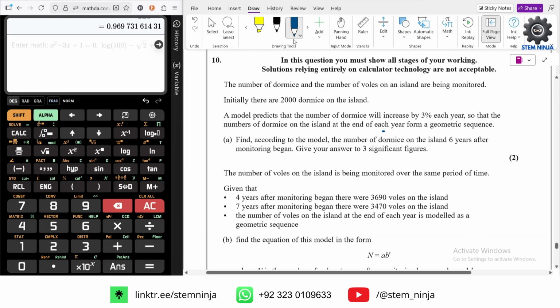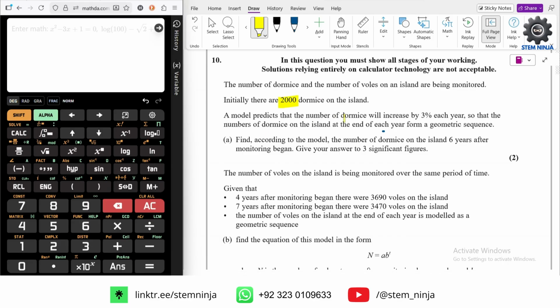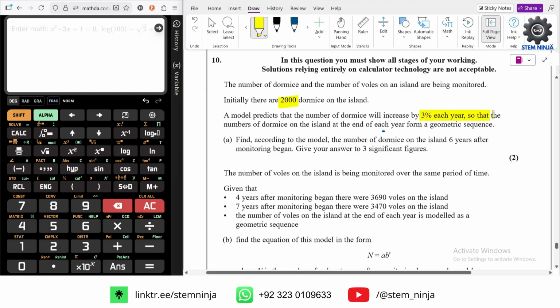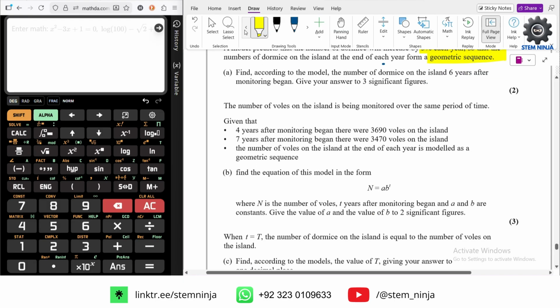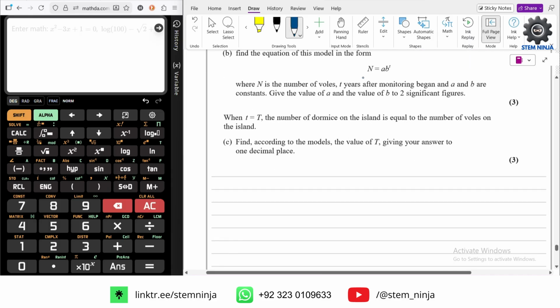Okay, so question number 10. The number of dormice and number of voles on an island are being monitored. Initially there are 2,000 dormice on the island. The model predicts that the number of dormice will increase by 3% each year, so that the number of dormice on the island at the end of each year form a geometric sequence. Find, according to the model, the number of dormice on the island 6 years after the monitoring began. Okay, so the first term in the geometric sequence will be the end of the first year, right? Not the 2000 itself.